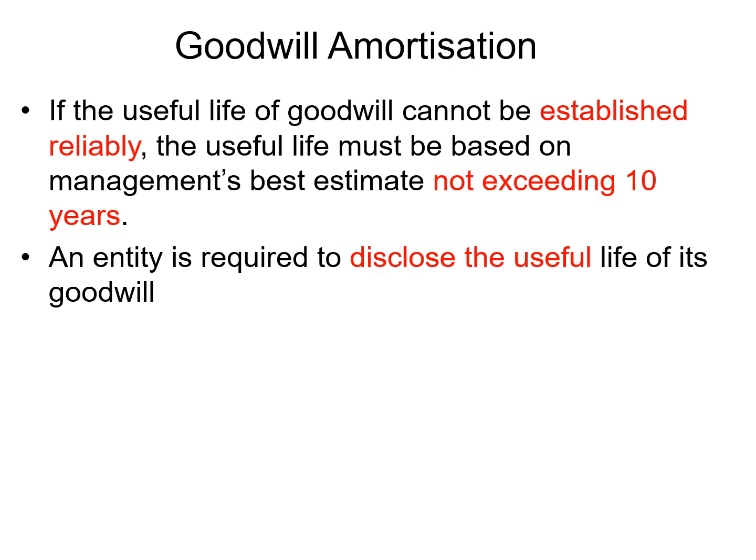When it comes to the amortization and impairment of goodwill, we spoke about impairment already, but on the amortization, if the useful life of goodwill cannot be established reliably, then the same way that we treated intangible assets earlier, we work on the basis that the useful life cannot exceed 10 years. So work on management's best estimate, not exceeding 10 years. But if I can estimate the useful life to be 15 or 20 years, whatever the number may be, I can amortize my goodwill over that particular period without any problems at all.